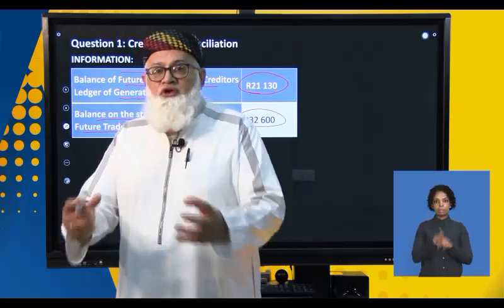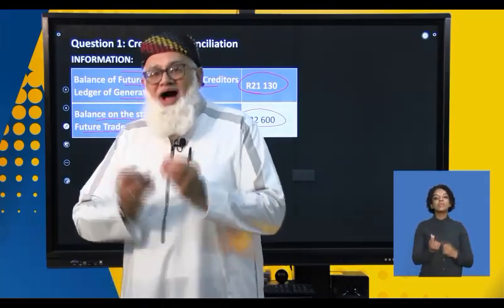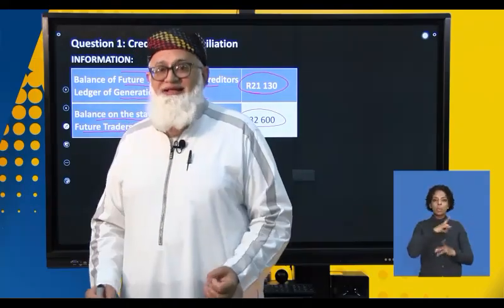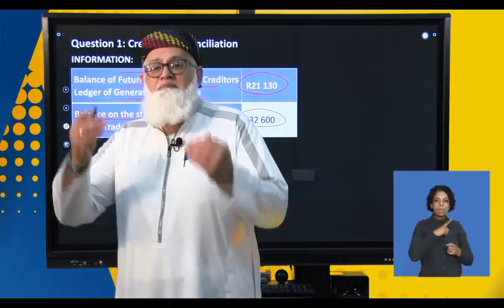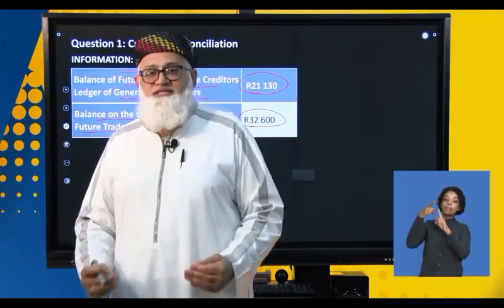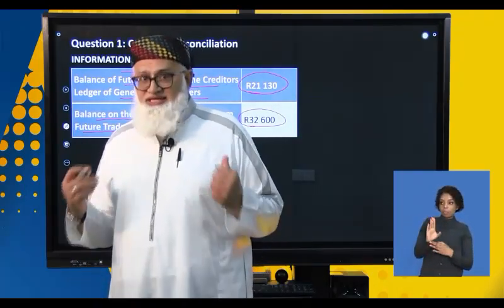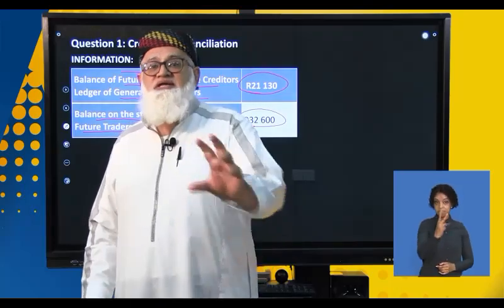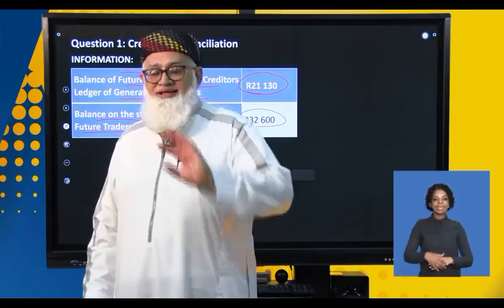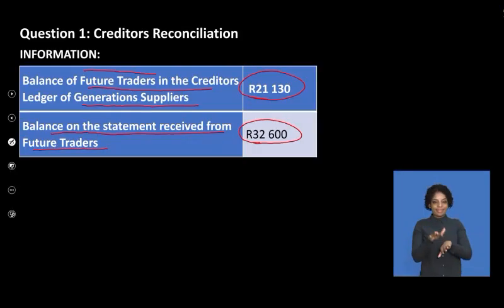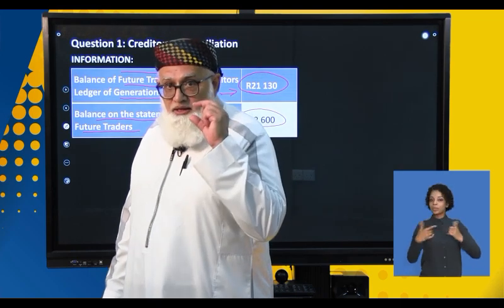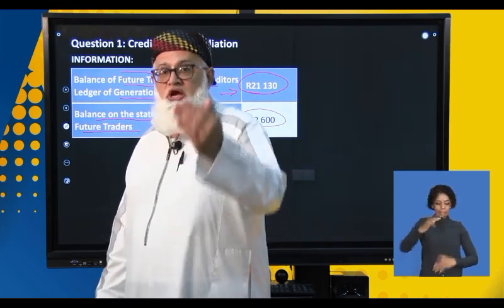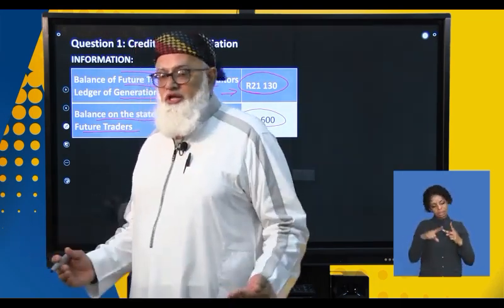We have to now reconcile and see why these two figures are different. And that's the objective and purpose of the creditors reconciliation statement. In this case, as you can see, it's an external one. We are reconciling the ledger account with the statement, 32,600. Okay guys, now let's look at each individual reason to see why the two are not reconciling.